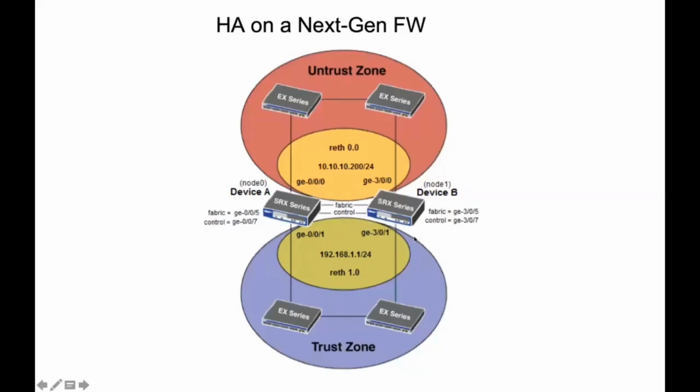And basically here in the untrust zone, we have the same concept. We have another RETH interface assigned probably to a different redundancy group, and two interfaces working together as a virtual interface. So this is an example of how an HA or high availability setup will be working on a next generation firewall.